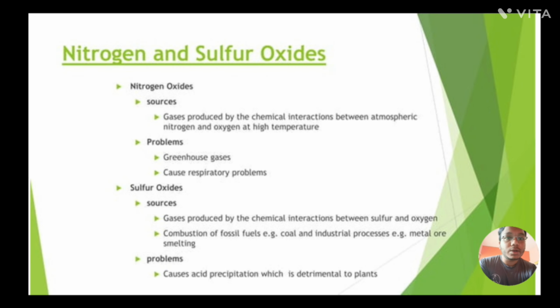Nitrogen and sulfur oxides. Nitrogen oxides source: gases produced by the chemical interaction between nitrogen and oxygen in the atmosphere at high temperature. Problems: greenhouse gases, and they cause respiratory problems. Sulfur oxides source: gas produced by the chemical interaction between sulfur and oxygen, from combustion of fossil fuels, coal, industrial process material, and metal ore smelting. Problems: causes acid precipitation, which is detrimental to plants.